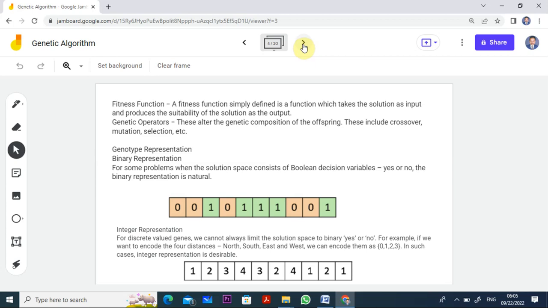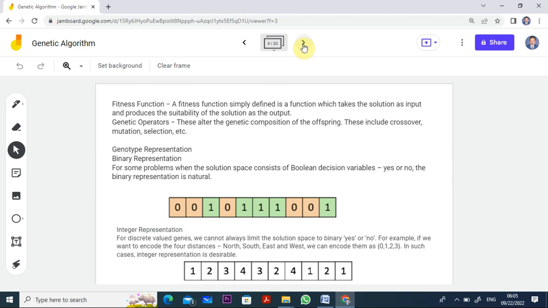Let us know. A fitness function, simply defined, is a function which takes the solution as input, because we have so many solutions in the population. It takes the solution as input and produces the suitability of that solution as the output, whether that solution is suitable, because out of a number of solutions, you have to select the best solution based on this fitness.